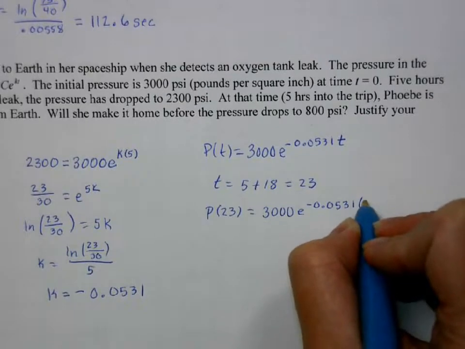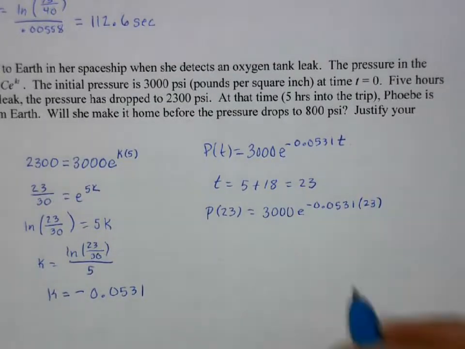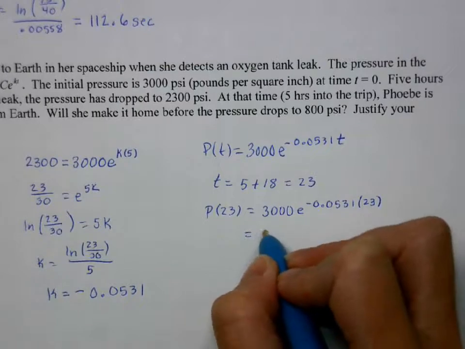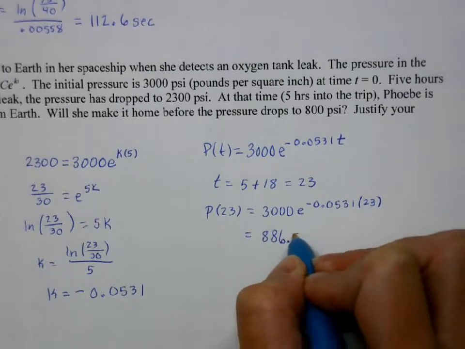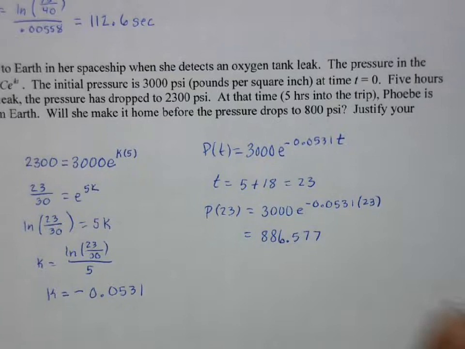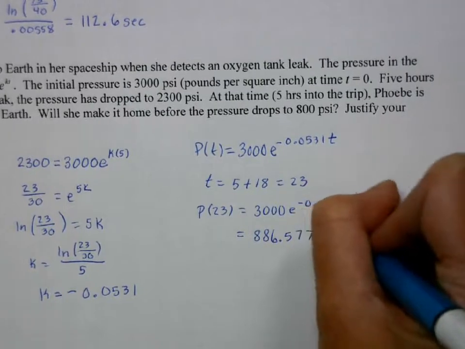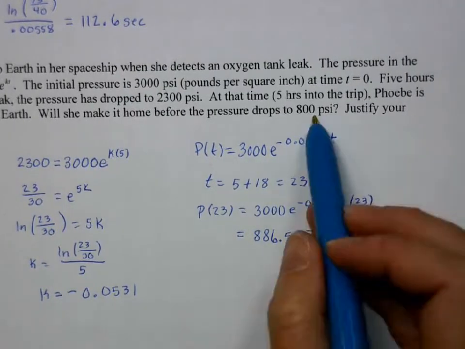Okay, so if we do that, we get 886.577. Okay, which is greater than 800. So yes, she will make it home before the pressure drops to 800.